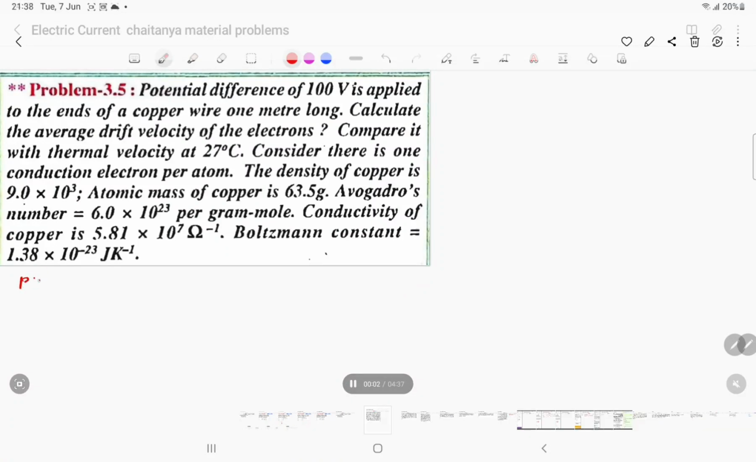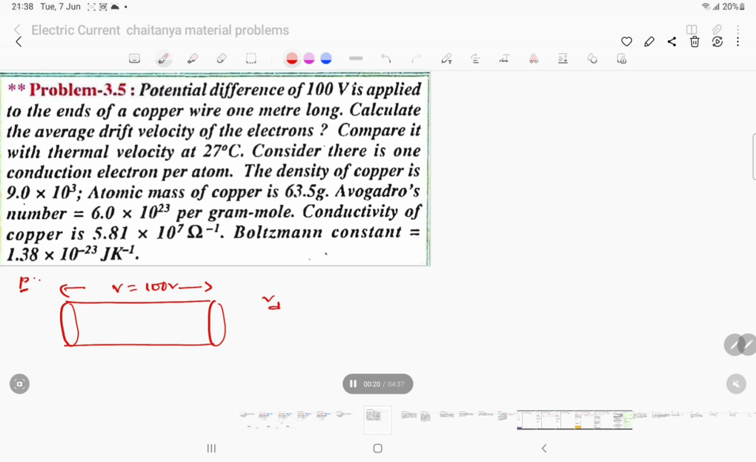Let us start. Let us consider a copper wire. Its length is 1 meter long. Now a potential difference is applied to the ends of the copper wire. It is 100 volts.